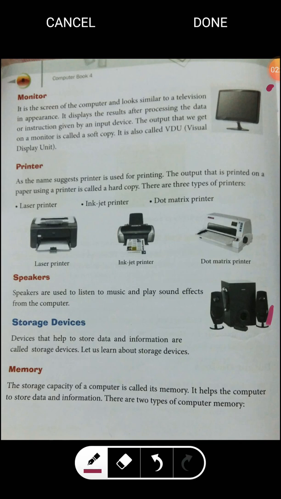Okay, moving on, the next hardware device, and the output device, is the printer. As the name suggests, a printer is used for printing. The output that is printed on paper using a printer is called a hard copy.